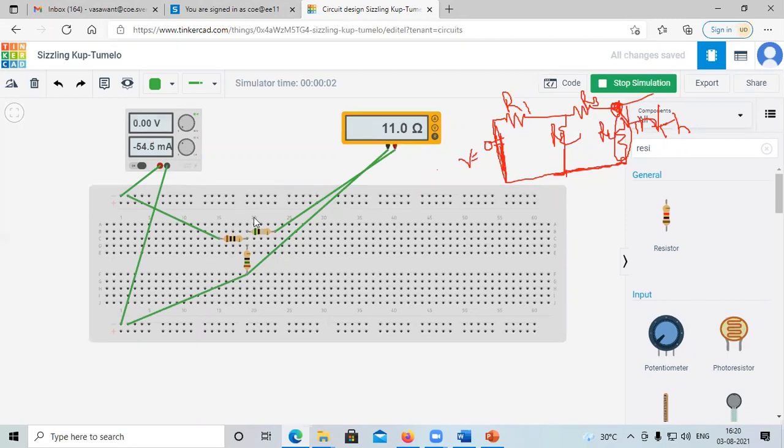Okay, see the result. What is the result? The value of RTH is 11 ohm. So this is also verified here.